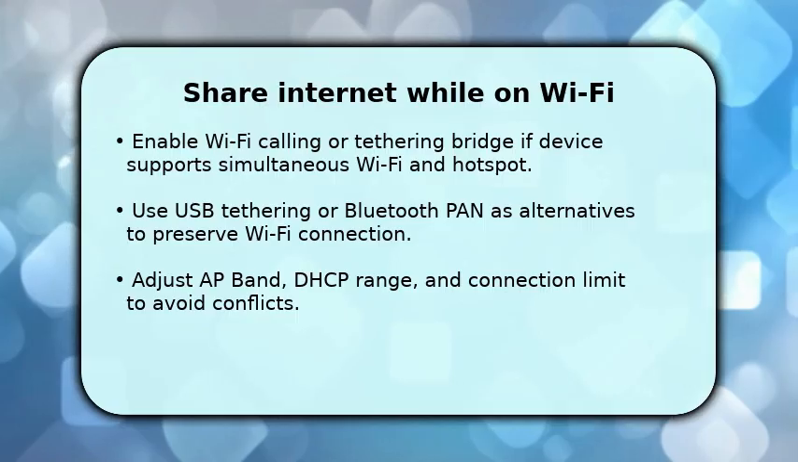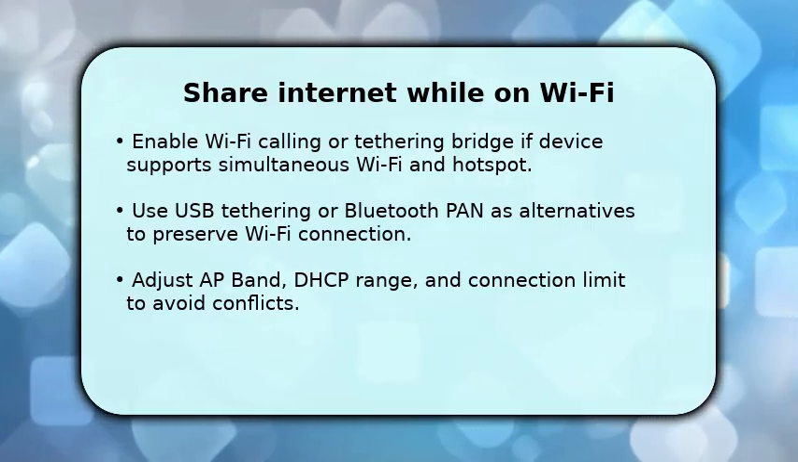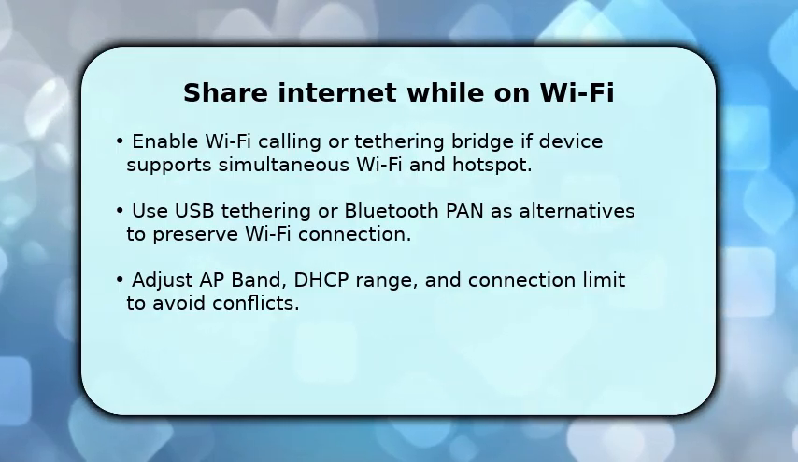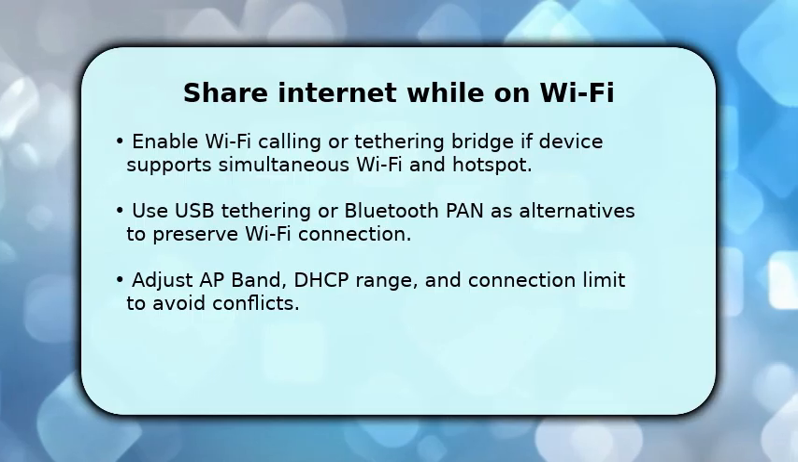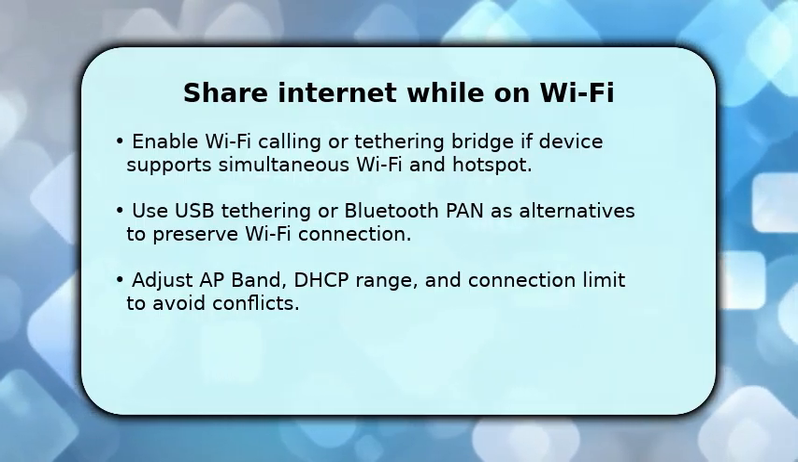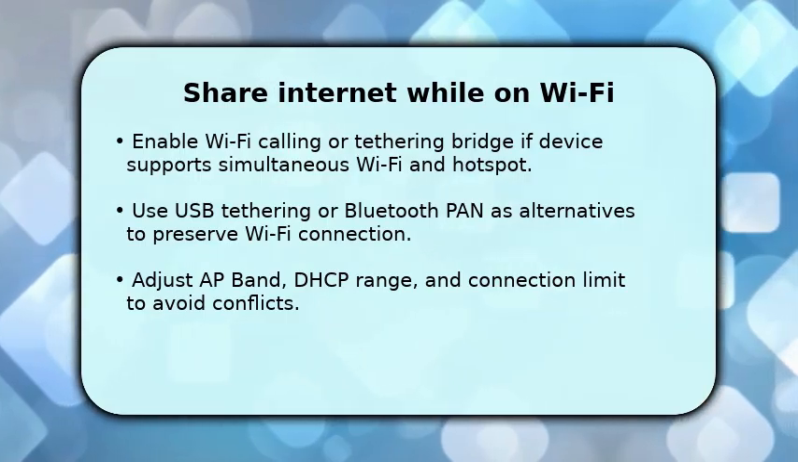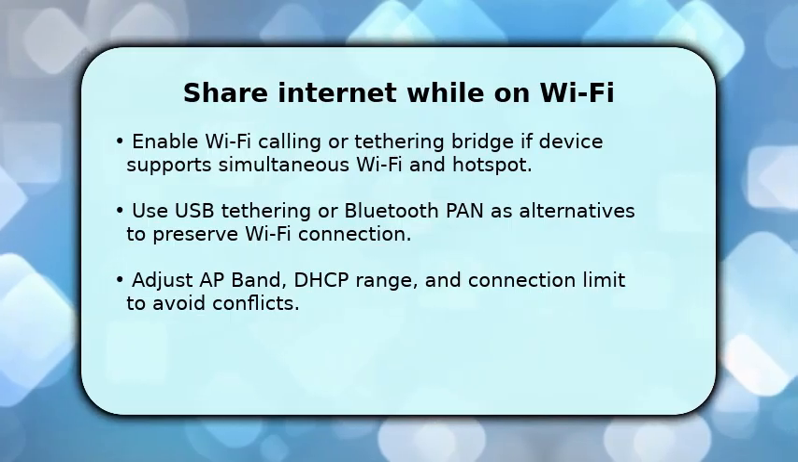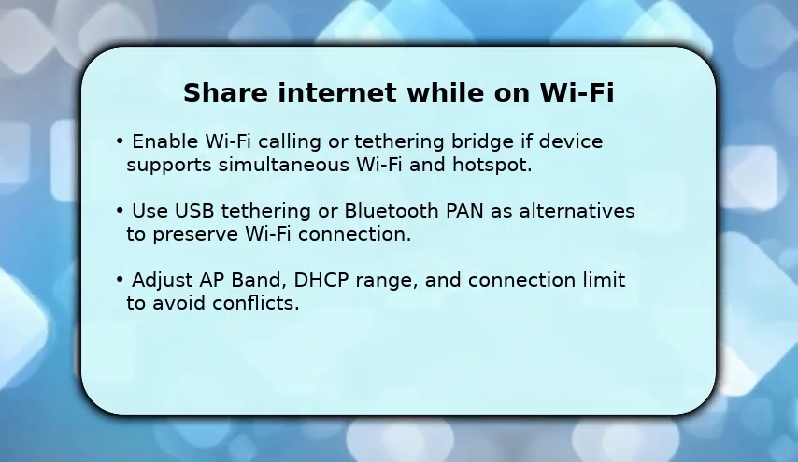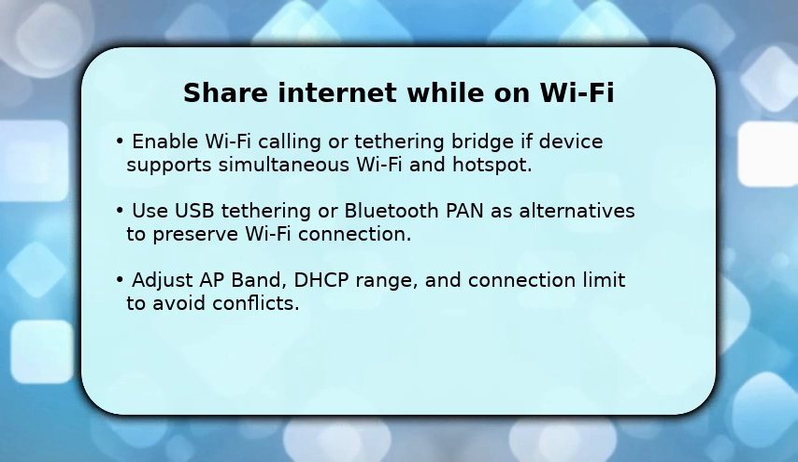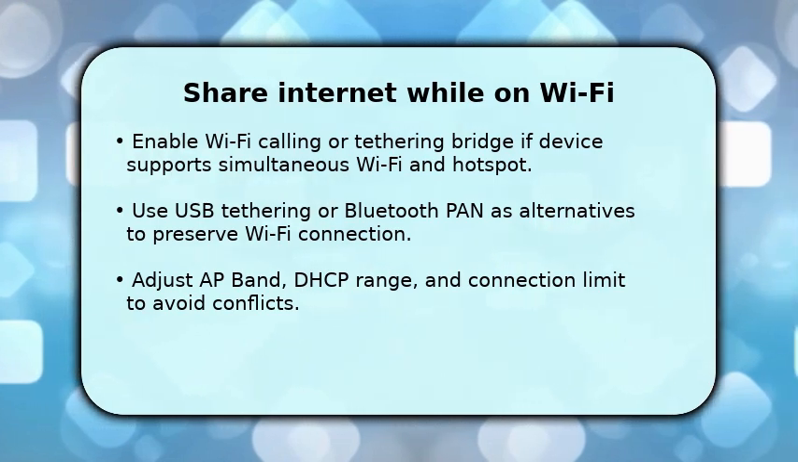If your OS supports Wi-Fi sharing or a tethering bridge, turn that on so hotspot traffic routes correctly. If not, use USB tethering to a laptop or Bluetooth PAN to offload the hotspot without dropping Wi-Fi. Make sure to set the AP band and DHCP range to avoid IP conflicts and limit concurrent connections to preserve bandwidth. These choices control how devices use the host connection and prevent accidental routing loops.